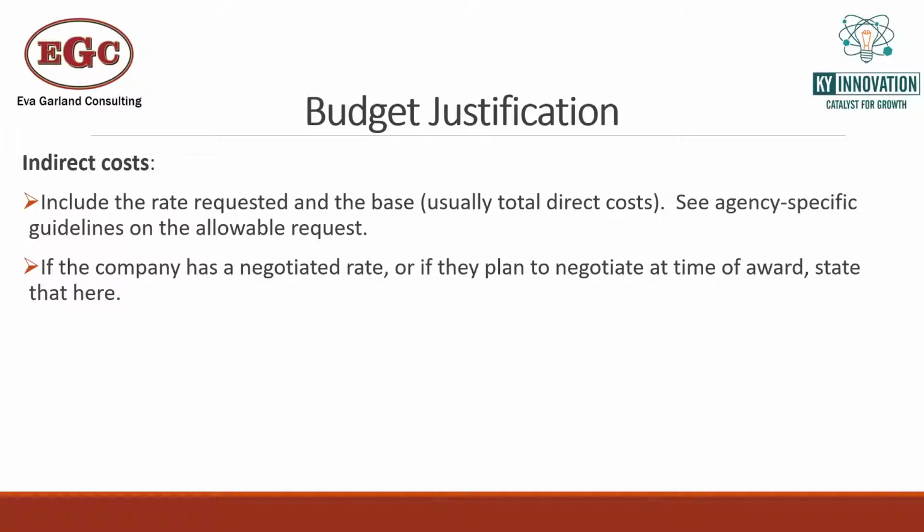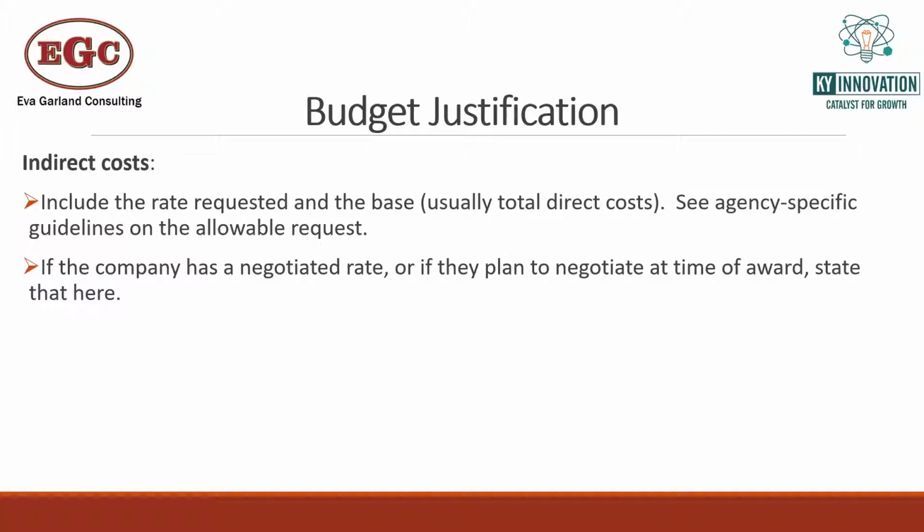Okay, so that covers the direct cost justification, and that's where you're really going to need to justify and line item each expense. For the indirects, you can simply include the rate requested in the base, which is usually total directs, but as I mentioned, it's a little different for some of the agencies. If the company has a negotiated rate, you can state that here.